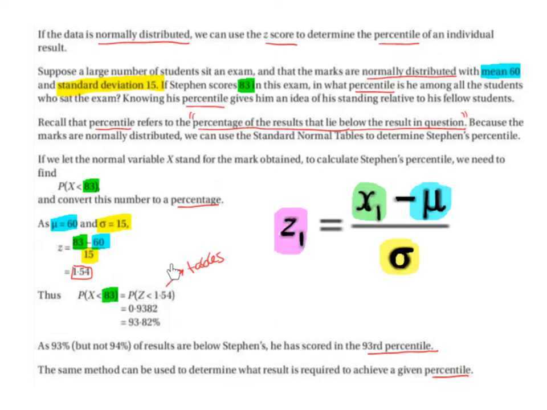So we go to our tables, and we get the probability that z is less than 1.54 to be 0.9382, which gives us 93.82%. As 93%, not 94%, of the results are below Stephen's, he has scored in the 93rd percentile. The same method can be used to determine what result is required to achieve a given percentile.